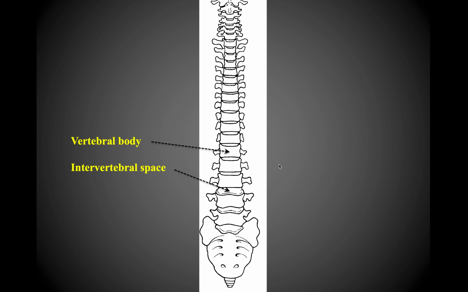So looking at a drawing of the vertebral canal or the spine, we can see the vertebral bodies located anteriorly, and then the intervertebral spaces, which are filled with the IV discs in between each of the adjacent bodies of vertebrae.